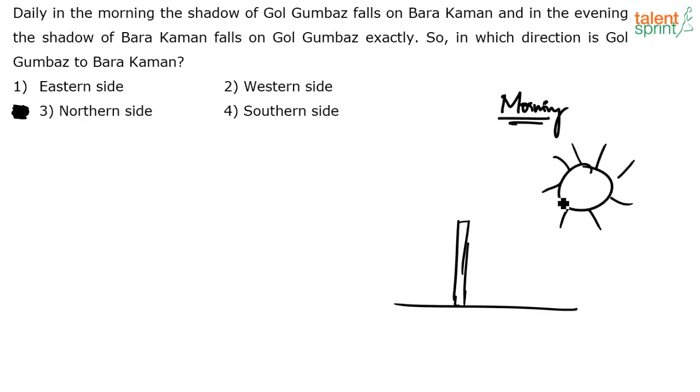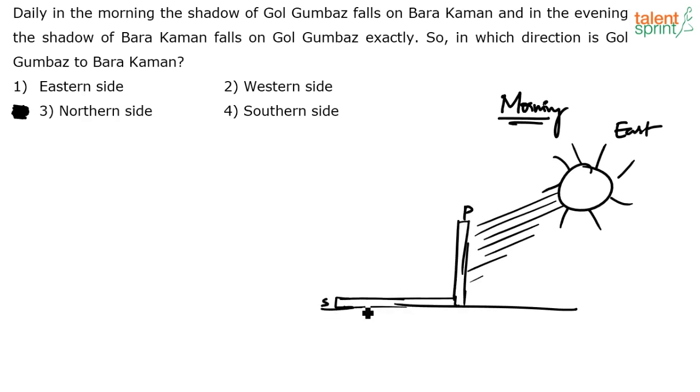In the morning the sun is in the east, and the sun rays will hit this pillar, and because of that a shadow is formed on the opposite side. This is the pillar P, but the shadow formed is on the opposite side. This is the shadow S of the same pillar. So the shadow is towards the west. The sun is in the east, the shadow is towards the west.